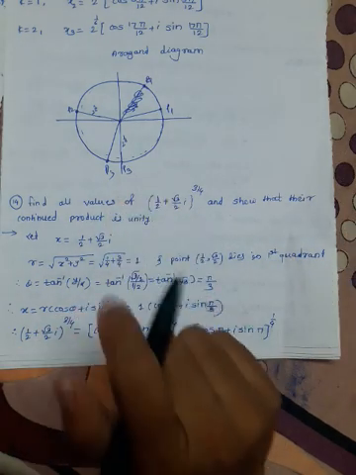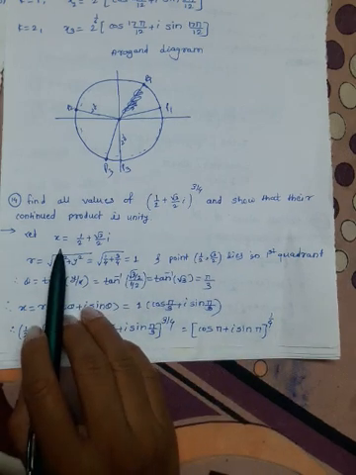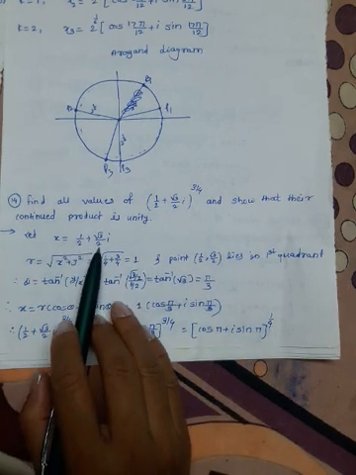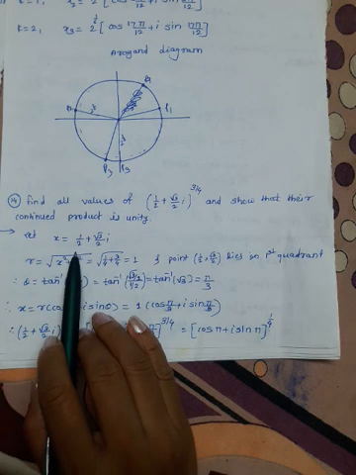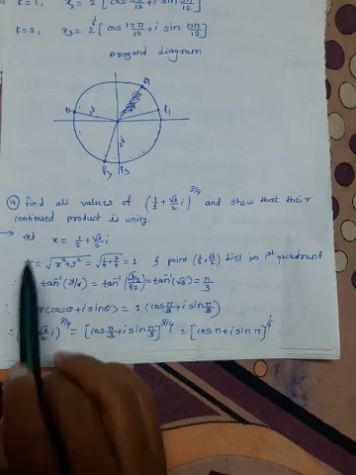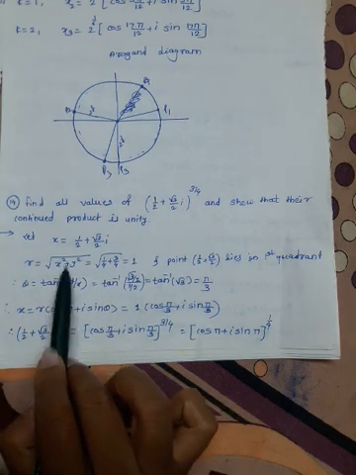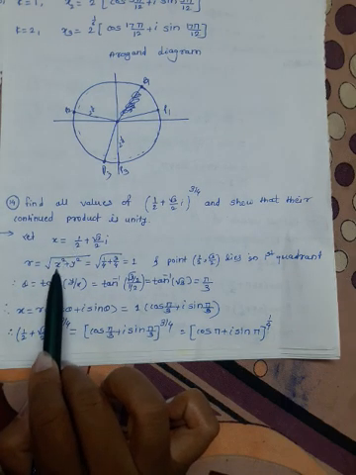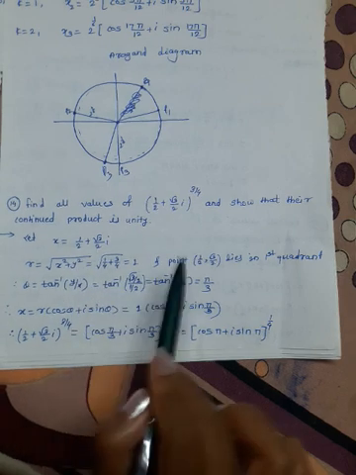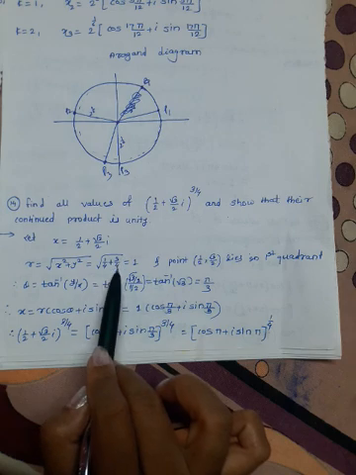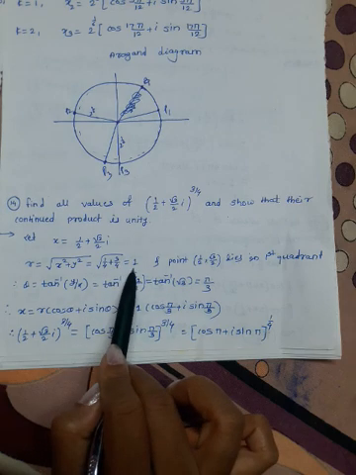Unity means 1. Let us start. Let x is equal to half plus root 3 by 2 i. To use De Moivre's theorem, we have to convert this Cartesian form into polar form. For that we need r, under root of x square plus y square. The x value is 1 by 2, square is 1 by 4, plus the y value is root 3 by 2, whose square is 3 by 4. The answer is 4 by 4, that is 1.